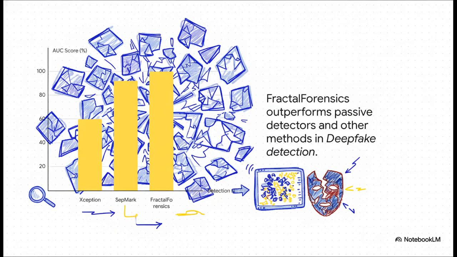So that large gap in recovery rates is what yields the high detection performance? Correct. That gap translates to a 99.99% AUC score. This chart shows a comparison against passive detectors and another semi-fragile watermark method. This approach reports higher performance than the tested baselines.